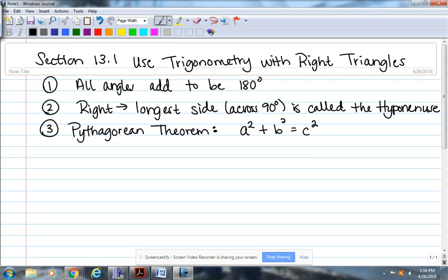So let's just talk about what I mean when I say legs. You've got a right triangle. A right triangle has a right angle, which is 90 degrees. So the two sides that form the 90-degree angle are called the legs. So this is a leg, this is a leg. And the side across from the 90-degree angle is called the hypotenuse. Hypotenuse. Okay.